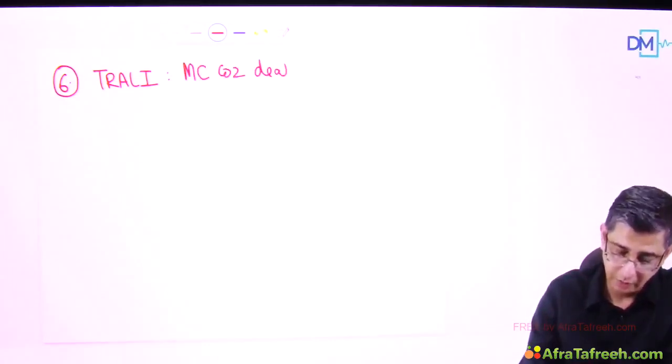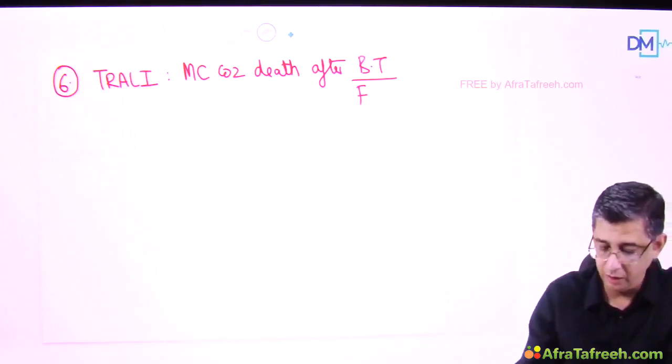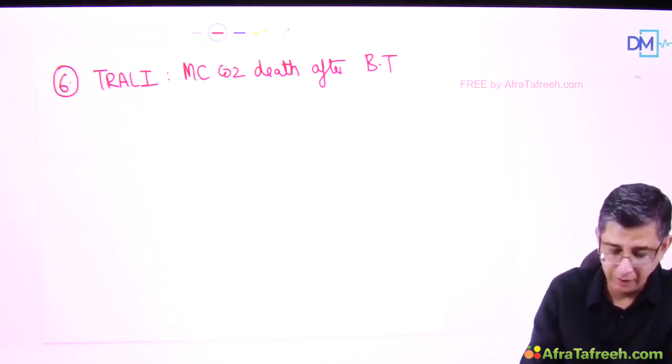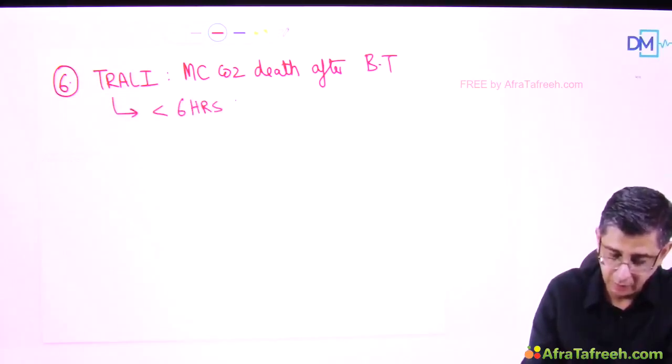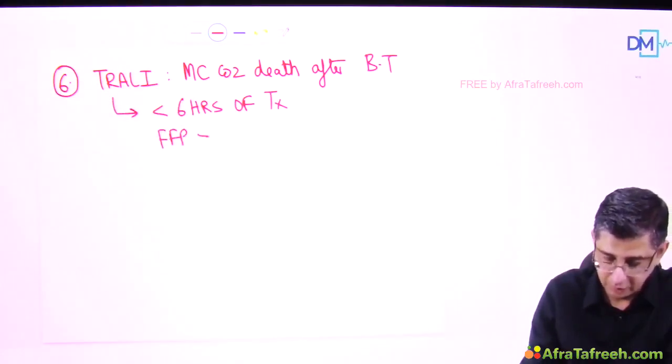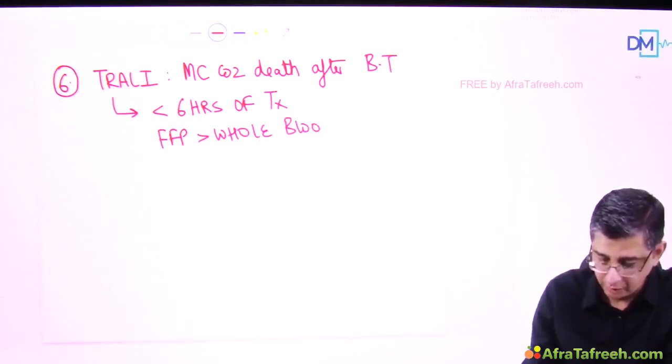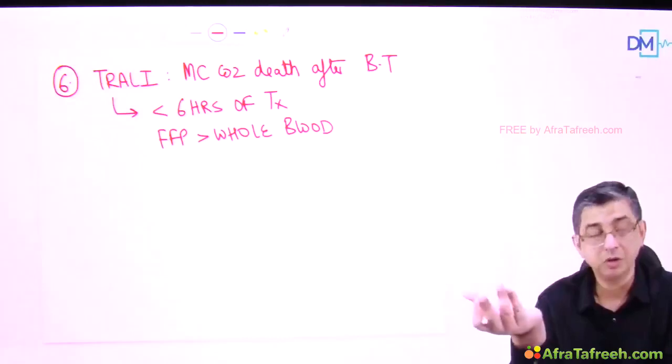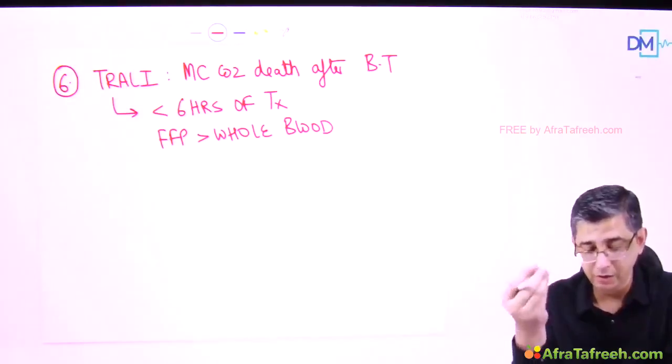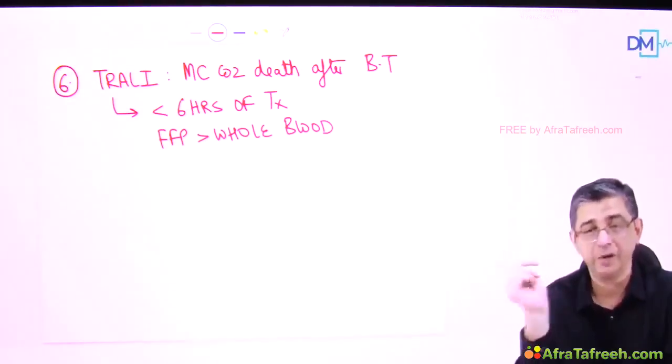Overall, the leading cause of death after blood transfusion, though this is a rare event, is TRALI, that is transfusion related acute lung injury. I would here also like to mention the fact that the incidence of TRALI is common in the first 6 hours of transfusion, and the incidence is more with fresh frozen plasma as compared to whole blood. I know some sources on the internet would be telling you that it is more common with whole blood, but that is not what CMDT says. CMDT says that incidence of TRALI with fresh frozen plasma is more as compared to whole blood.